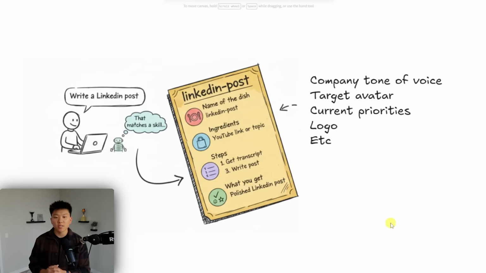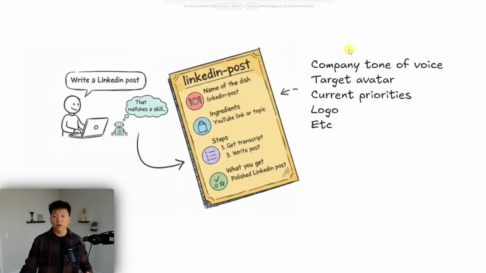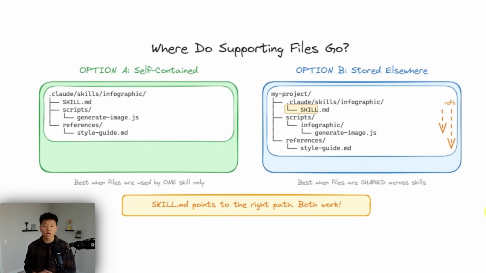Now, the interesting thing about skills is that sometimes you need way more data. So for example, let's say we're writing a LinkedIn post. We have a skill for that, right? But what needs to go in the skill is other information sometimes, like a company tone of voice, or maybe your LinkedIn tone of voice, a target avatar, current priorities, a logo maybe. There are other things that you want to put into a skill besides just the step-by-step instructions that will make it better. So the question is, where do these things go? Well, there's typically two options, but essentially as long as you're pointing to the right path in the skill.md, you're fine. So let me explain what I mean by that, and then I'll show you.